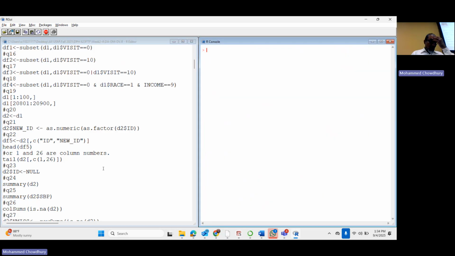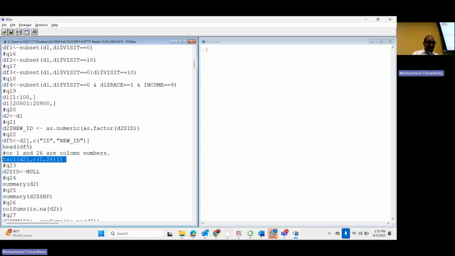Okay. So now, after doing this, I want to take a look at columns 1 to 26. You can pick these either by the variable name or by the position of the column. ID is in the first position, new ID is in the 26th position of the data. The code I am doing here is exactly the same thing as there. If I run this, it is the same. This is the tail, the last 6 rows of the ID and new ID variables.